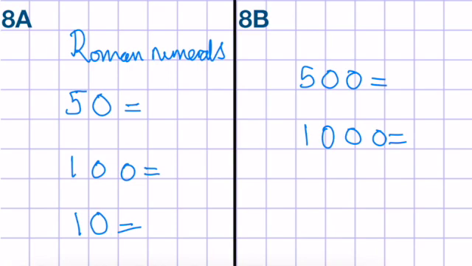I'd like you now to do both sides and to write the Roman numeral equivalent for each of those numbers. Press pause. Okay, so 50 is L, 100 is C, 10 is X, 500 is D, and 1,000 is M.